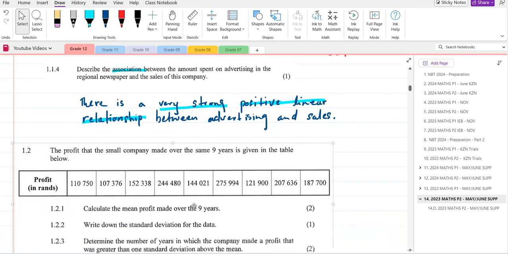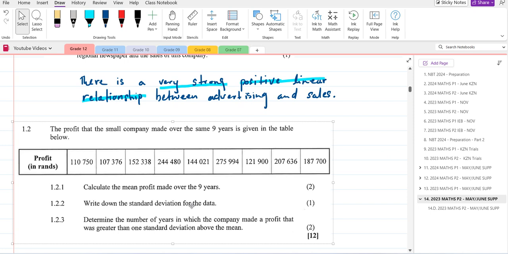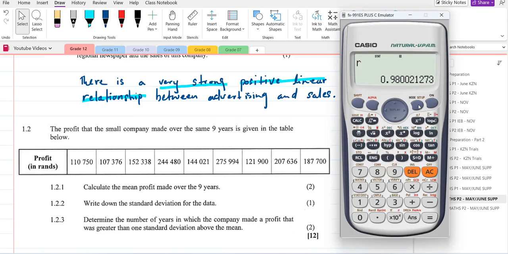Moving on to the next question. The profit the small company made over the same 9 years is given in the table below. Let's see what the profit made is. Now we're going to re-enter all this data because they want the mean profit, the average.